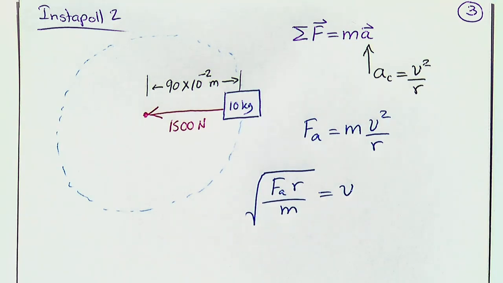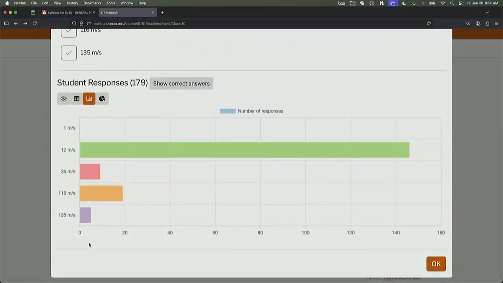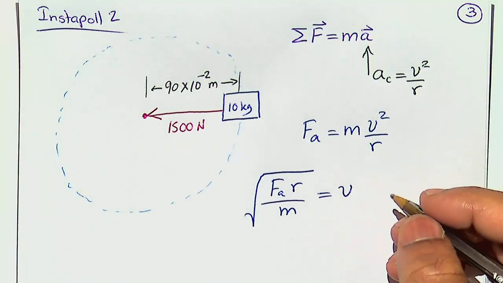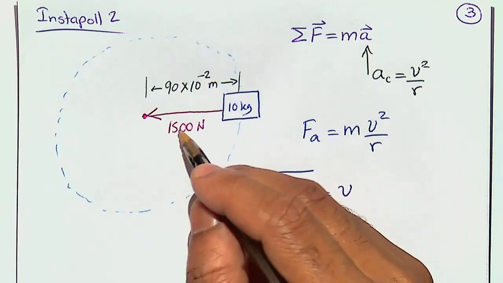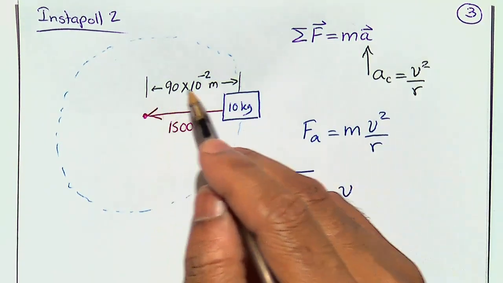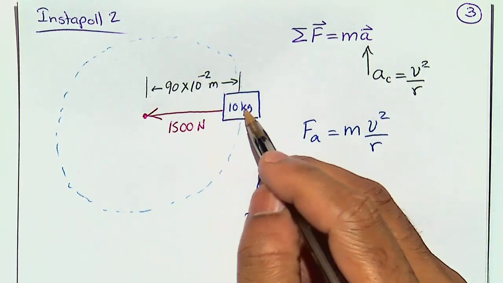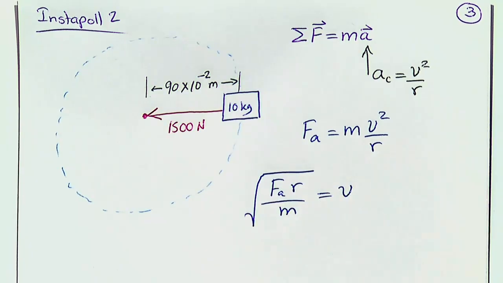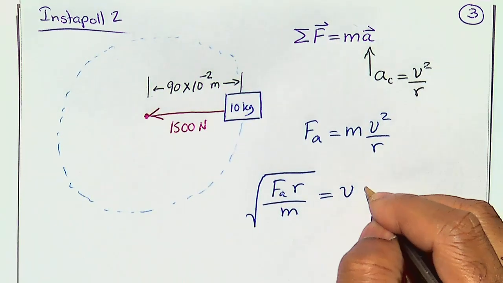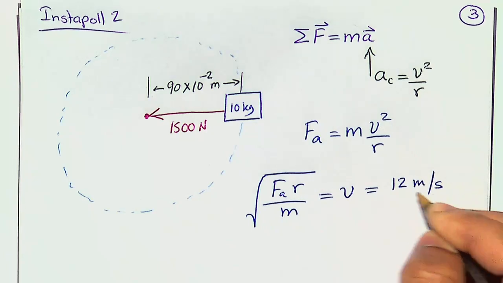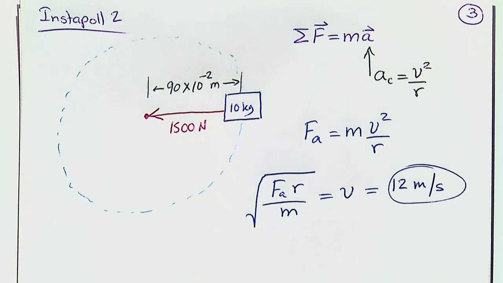I'm going to switch over to the computer here. 12 looks like the popular answer, as you can see. So going back to the notes, if you put in the force, 1500 newtons, you put in the r value, you put in the m, take the square root, don't forget the square root, that should give you 12 meters per second. That's as fast as you can go, because if you try to go any faster, it'll break the string.